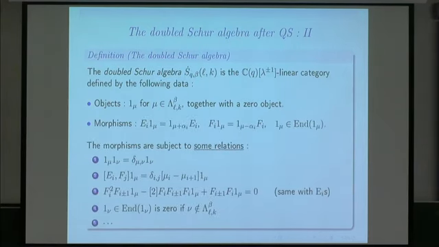First relation says that these 1 mu's form a family of orthogonal idempotents. The second is the usual commutator relation that you know from GLN. We have some other relations, and we impose that the identity of mu on mu is 0 if mu is not in the weight lattice. So this is the Schur quotient.